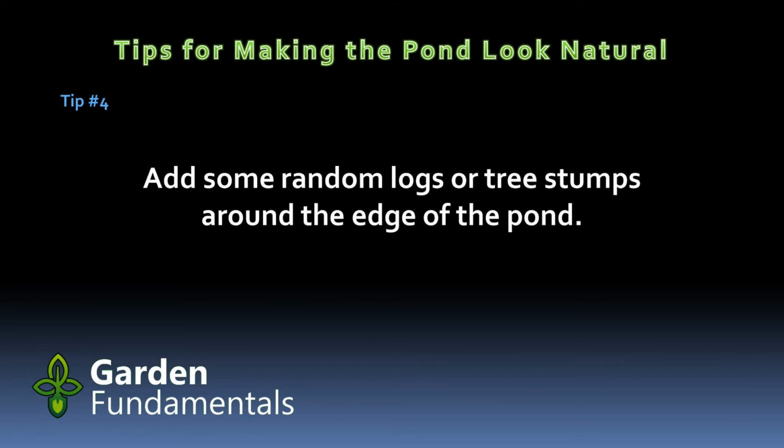Tip number 4 is don't be so neat around your pond. Don't have plants in nice round clumps. In nature, plants run into each other, and they spread until they can't grow anymore. Have odd-shaped clumps of plants.